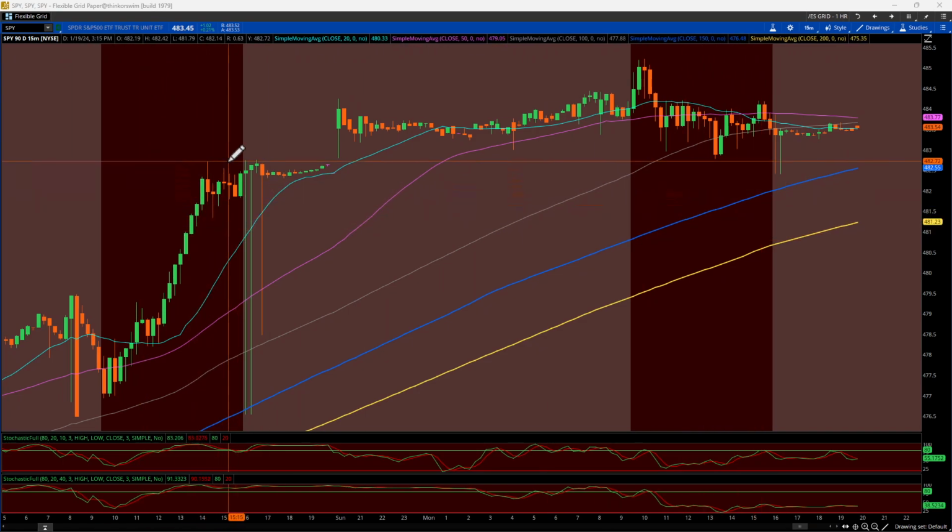Now, the reason why we're looking at Friday is because we want to take a look at the high here. What do we got here? 482.72. Okay, 72. It's the low of today. It's 78.